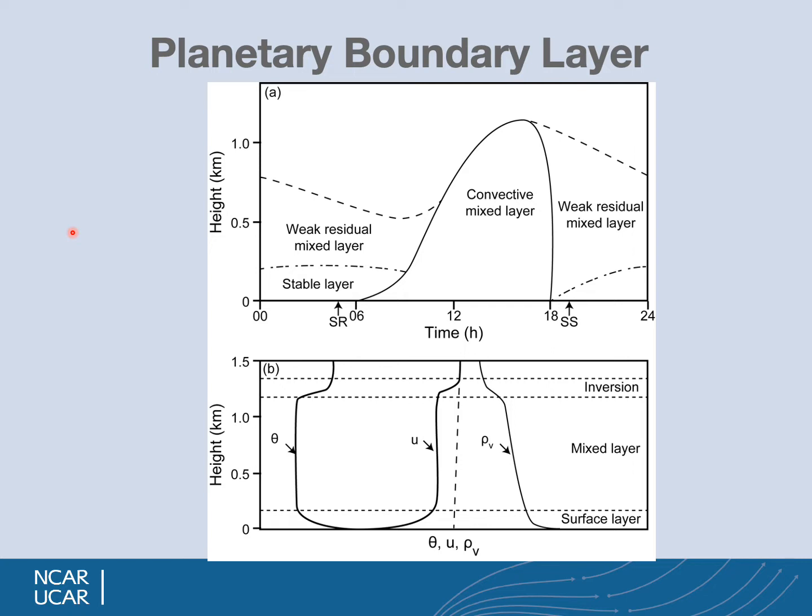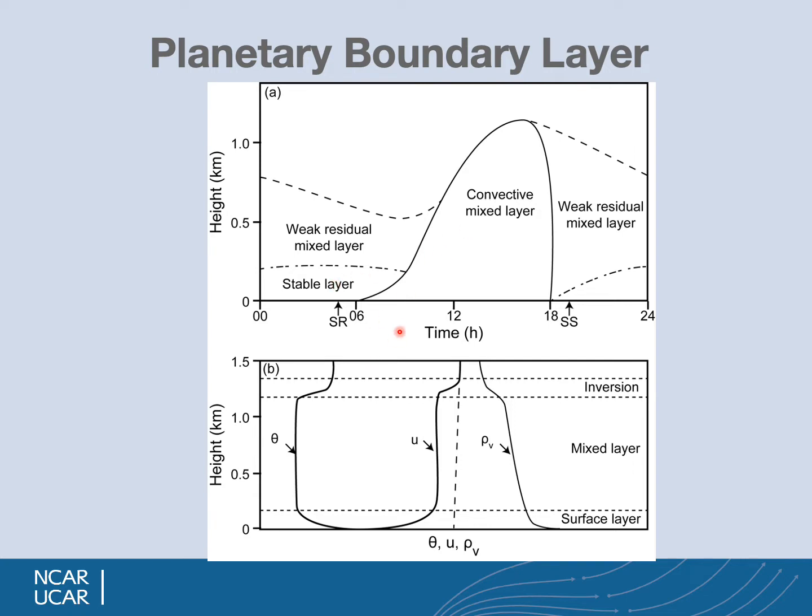A typical diurnal cycle is illustrated here from midnight until midday and then midnight again. You can see that the mixed layer grows with time during the day and then collapses about sunset, and there's a weak residual layer above, and then a stable layer develops at night as the ground cooling reverses the surface fluxes. So the boundary layer scheme has to handle this whole diurnal cycle, so it includes the stable as well as the unstable mixed boundary layer.